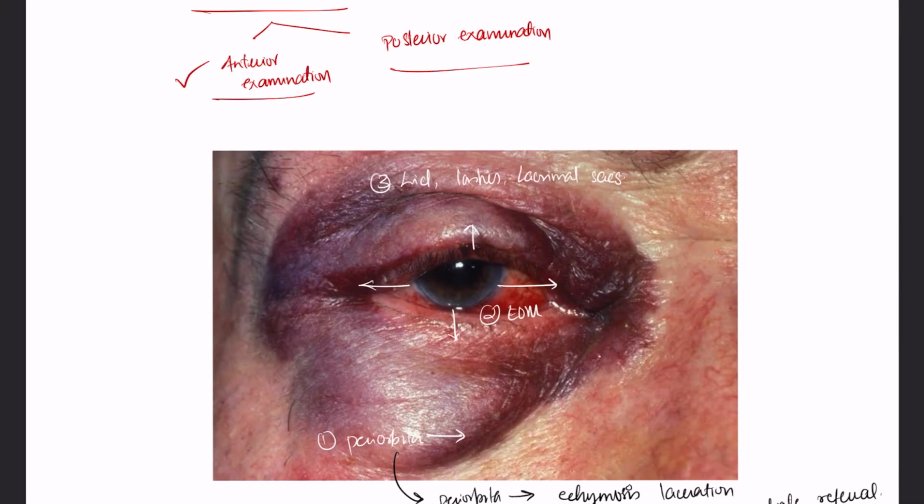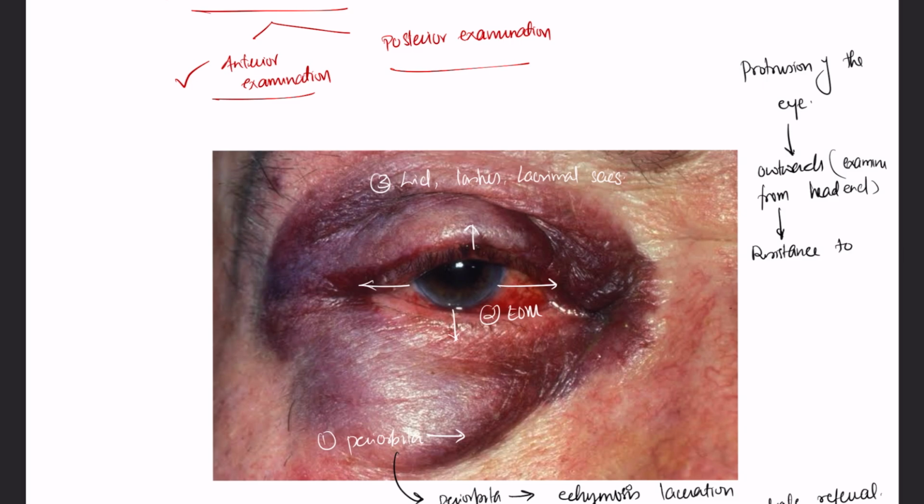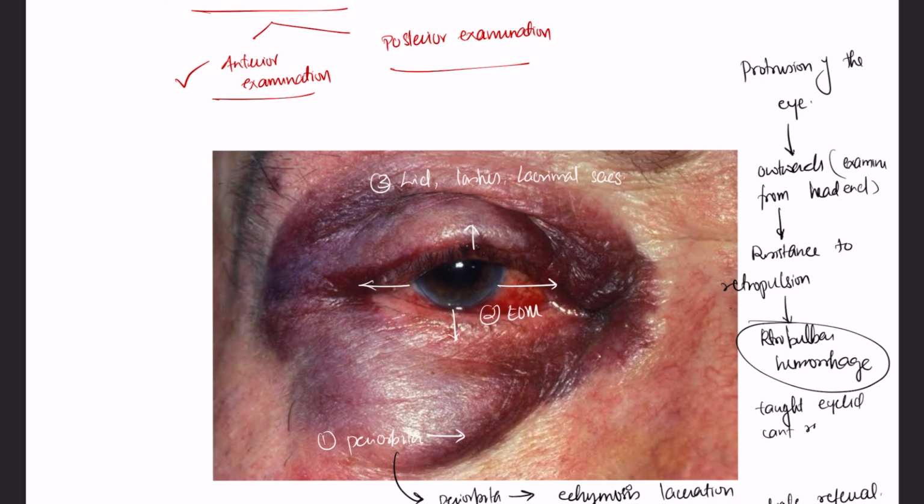Along with that, we can check for protrusion of the eye. Protrusion is the outward movement, and can be examined from the head end of the patient. Then we can press and look for resistance to retropulsion. If there is resistance to retropulsion, that is a sign of retrobulbar hemorrhage. In that case, the eyelid will be taut, and it will be difficult to retract the eyelid.